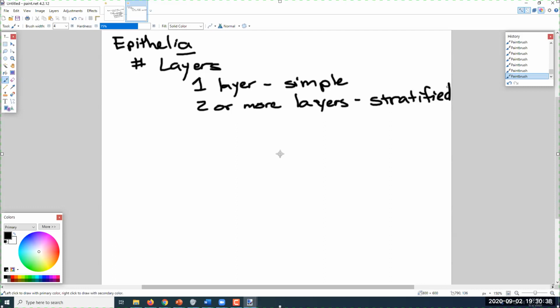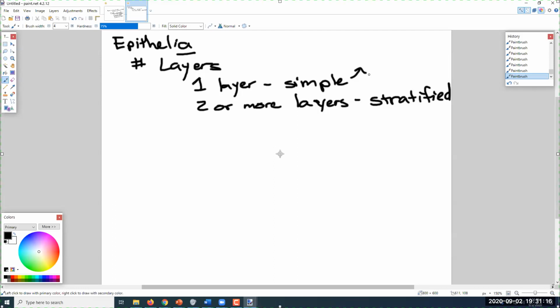And if you think about it, okay, this kind of leads to its function. Form and function are always hand in hand together. For simple, since it's only one layer, let's think about it. Is it easier or harder for things to pass through this one single layer of cells? Or is it the stratified, is it going to be easier or harder? So for a simple with only one layer, is it going to be easier or harder for things to pass through it? Very good. Most of you have said that it will be easier, and that's correct.